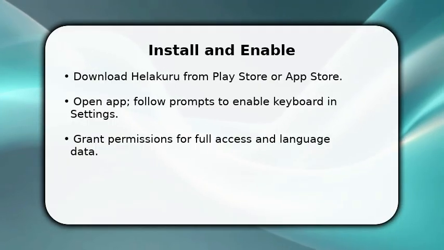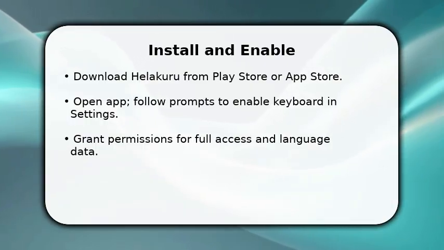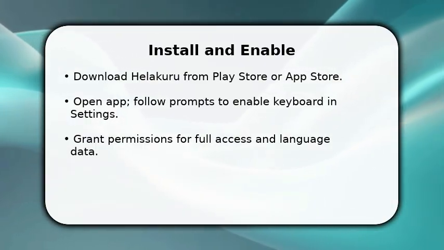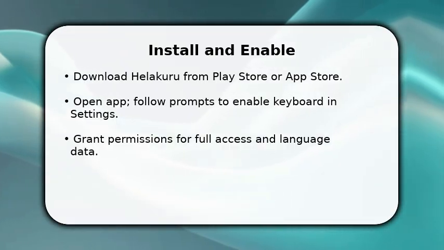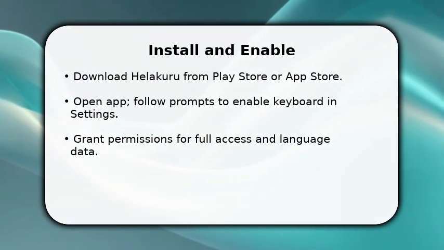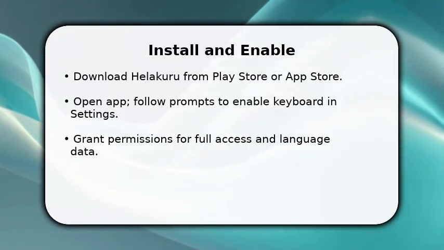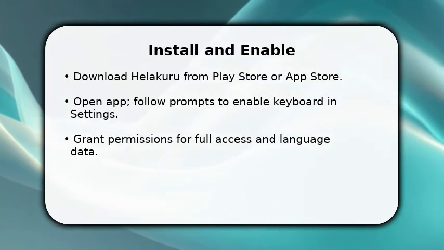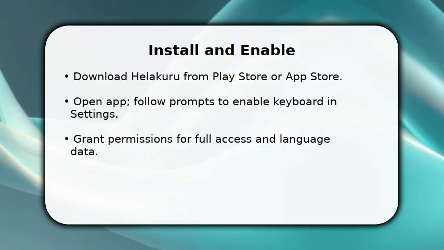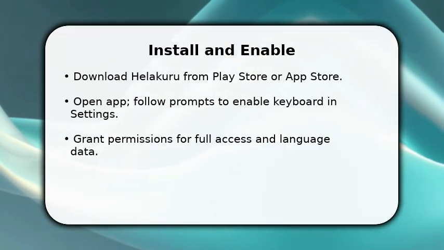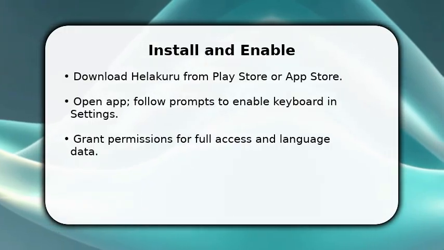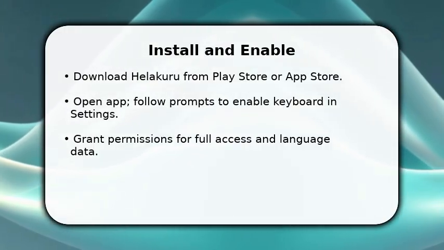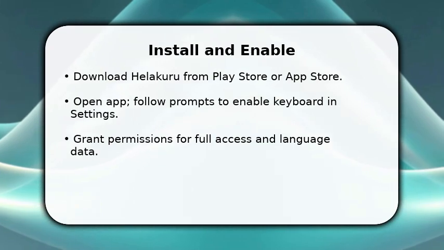You begin by installing Helakuru and enabling it as your active keyboard. This is essential because the keyboard needs permission to replace input. Open the app and follow the on-screen prompts to turn it on in your phone's language and input settings, then select Helakuru as the default. Once done, make sure to grant any requested permissions so predictive text and Sinhala dictionaries can load. Otherwise, you'll miss core features and accurate suggestions.